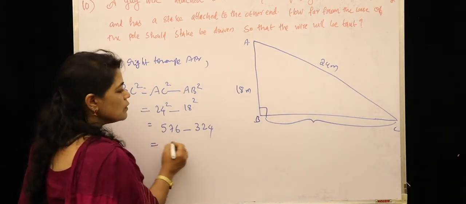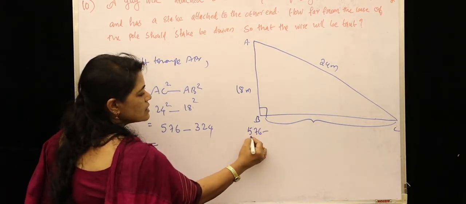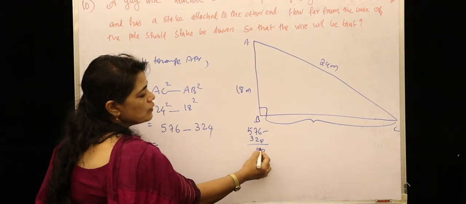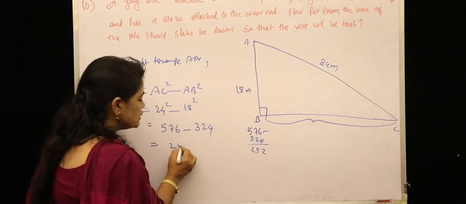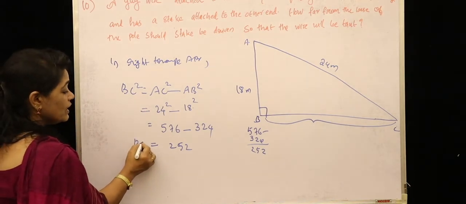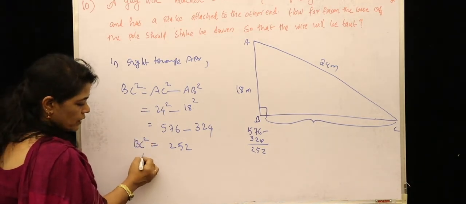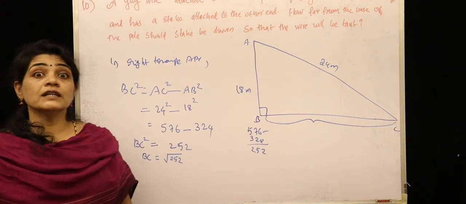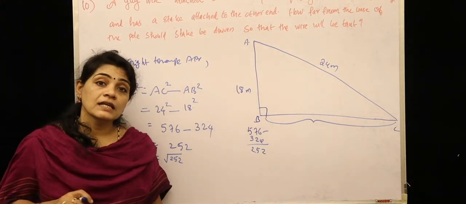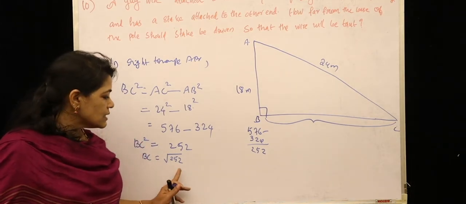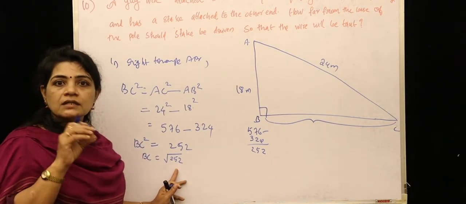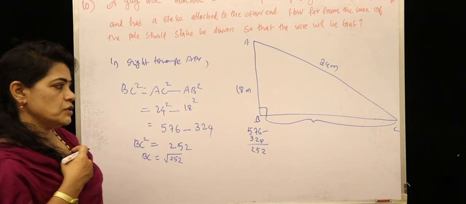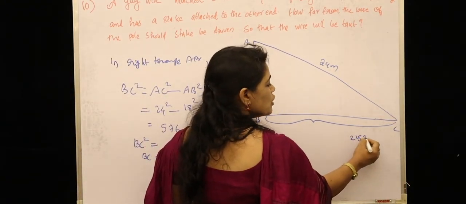So we can subtract, that is 576 minus 324. That gives 252. This is BC square. We need BC, so we have to take the square root, so it will reduce to BC equals square root of 252. We know that no square number ends with the digit 2, 3, 7, 8. That means this 252 ends with 2, so this is not a perfect square. But how can we get the square root of this number? By prime factorization. So we are going to do prime factorization of 252.